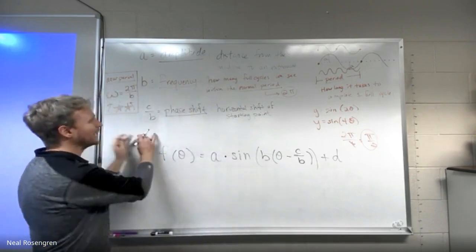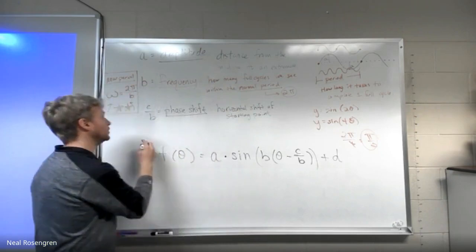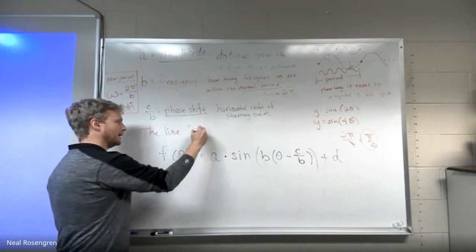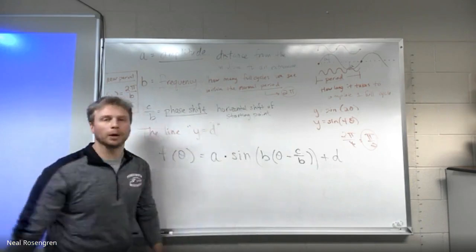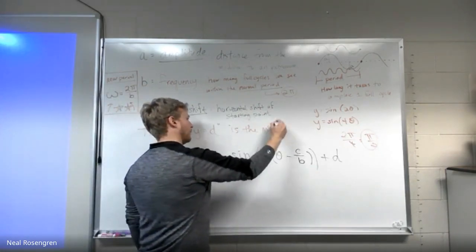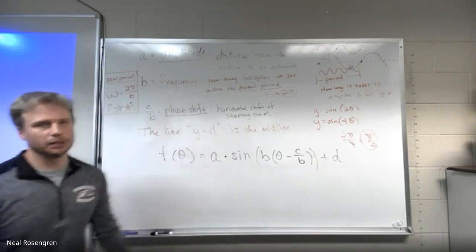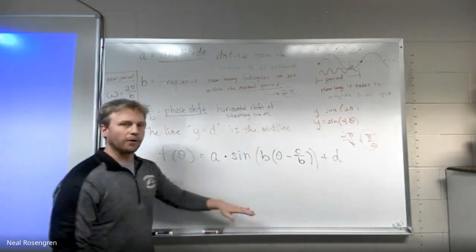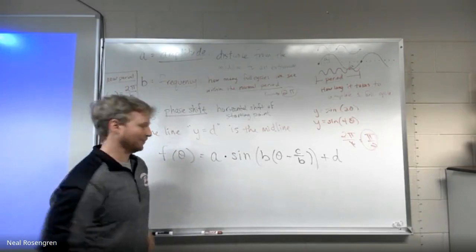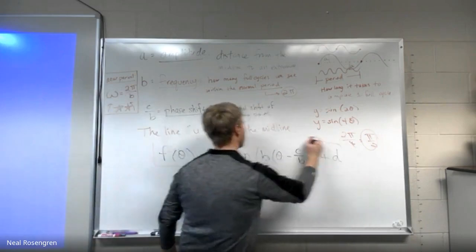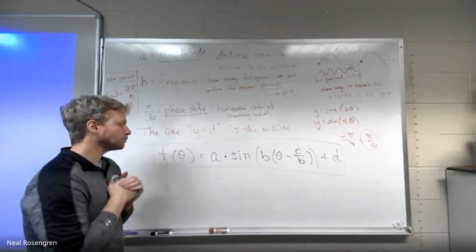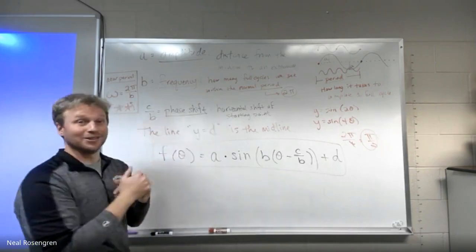And so I'm not going to say D equals. What I like to do here is say the line y equals D. That's really what I care about. That's going to be the midline. The line y equals D is the midline. So when I graph these trig functions, I want to know where the middle is going to be, so I can do everything there. Okay, there you go. There's our really nice version of that sine or cosine. It doesn't matter, pick whichever one you want. And here's all the details that go along with it.